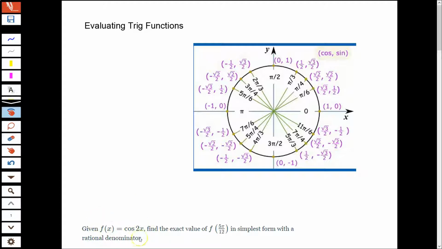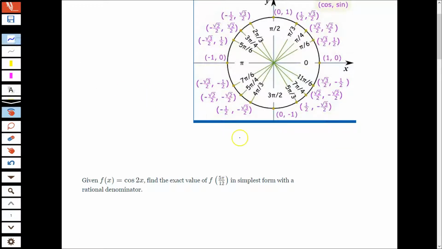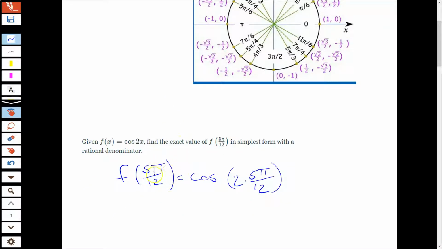So we have a function. We're no longer just dealing with these trig ratios all on their own, right? So this works exactly how you would expect. The nice looking notation would be f of 5 pi over 12 is equal to cosine, I'm going to say parentheses, of 2 times 5 pi over 12. Okay, so the key here is order of operations. I'll talk about what that means in a second. We'll finish this one first though, because this is an easier one.